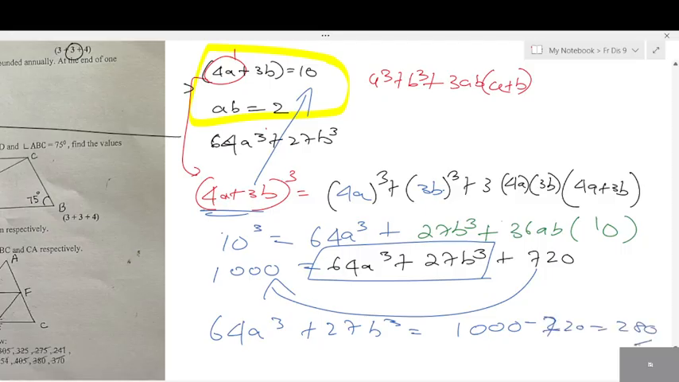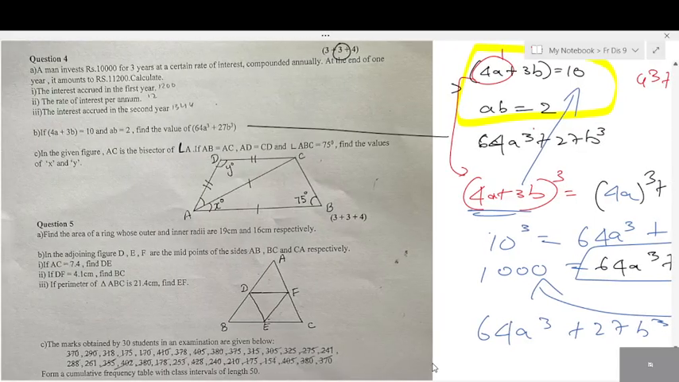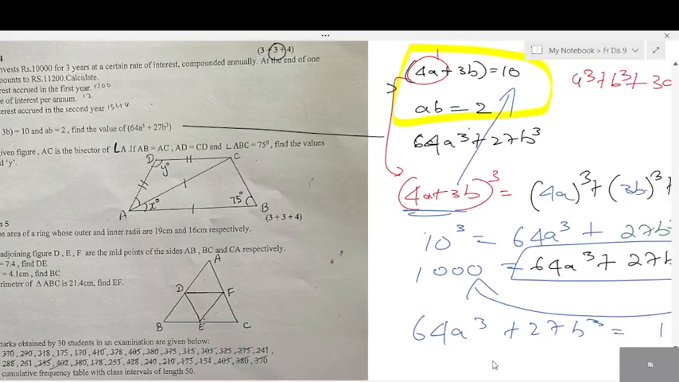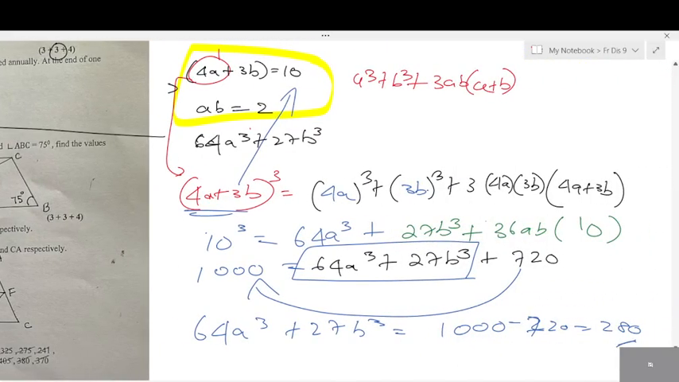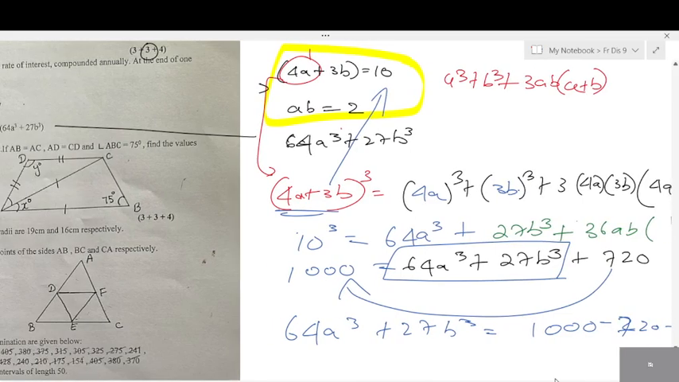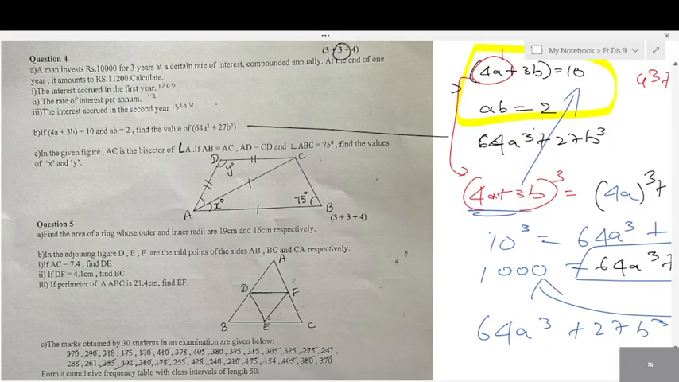Even for homework, I have given this question. You can just check. A lot of times we have made you all solve this. 280 is the answer. See, that is what we need. We need only 64a cube and 27b cube. 280 is the answer. Okay, 280. So you'll have to practice that question.